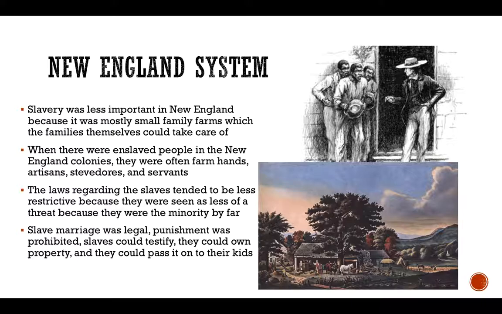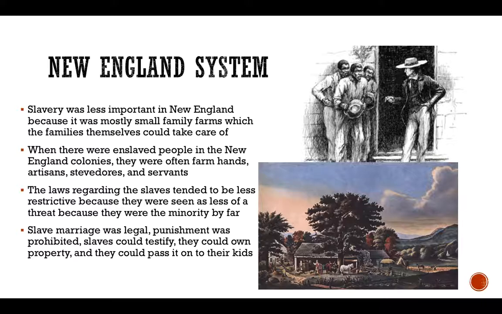Slave marriage was legal within the New England system. Physical punishment was prohibited. Enslaved people could actually testify in court, which often wasn't the case outside of New England colonies. They could sometimes own their own property, and if they did, they could pass it on to their children.